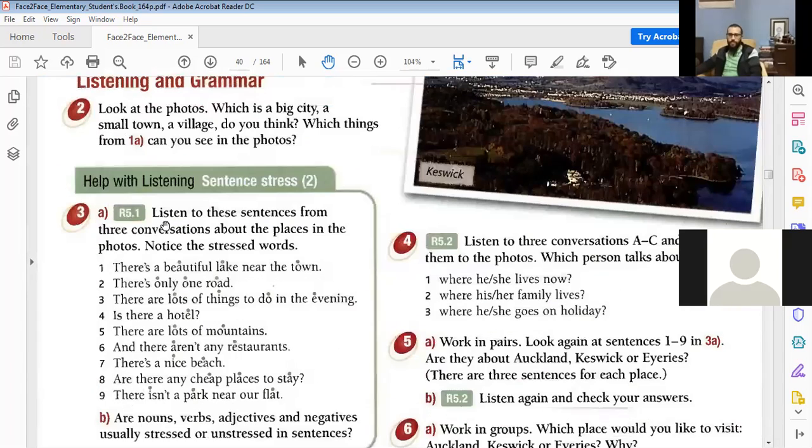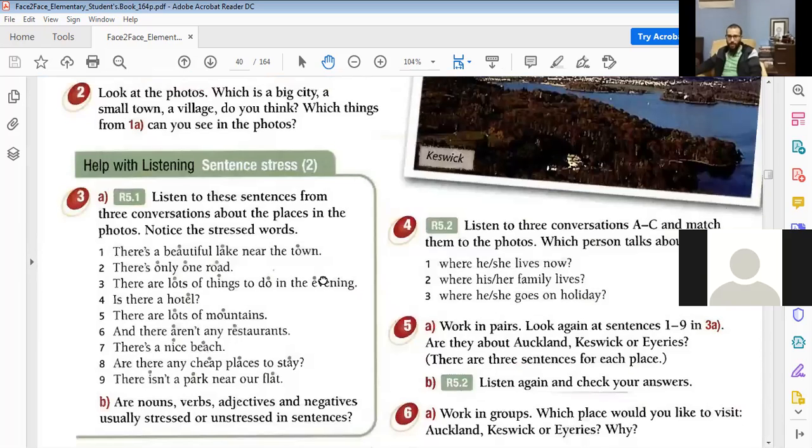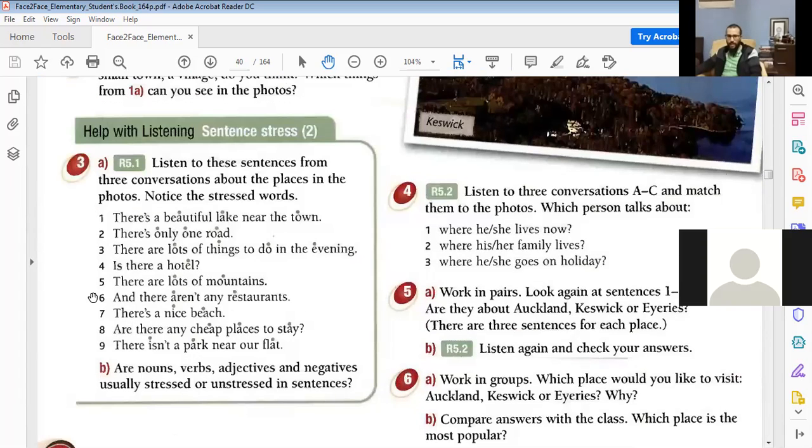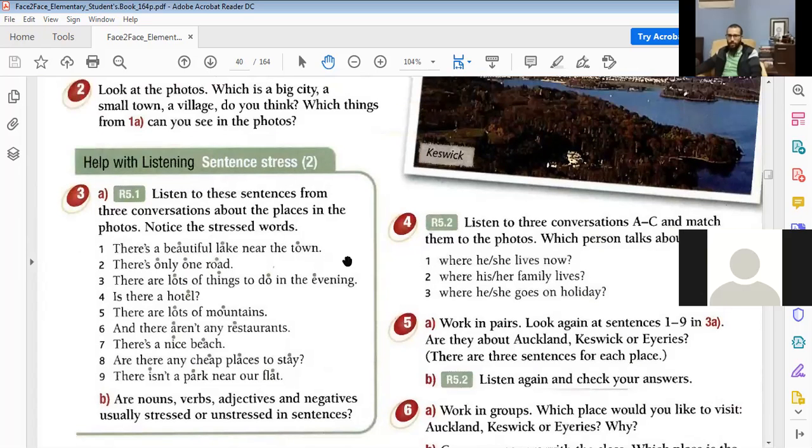It says here, listen to these sentences from 3 conversations about the places in the photos. Notice the stressed words. Okay, so before we listen, I want you to check these 9 sentences. So we have 9 sentences. I want you to read these sentences. After that, when you're finished, we can listen, okay?